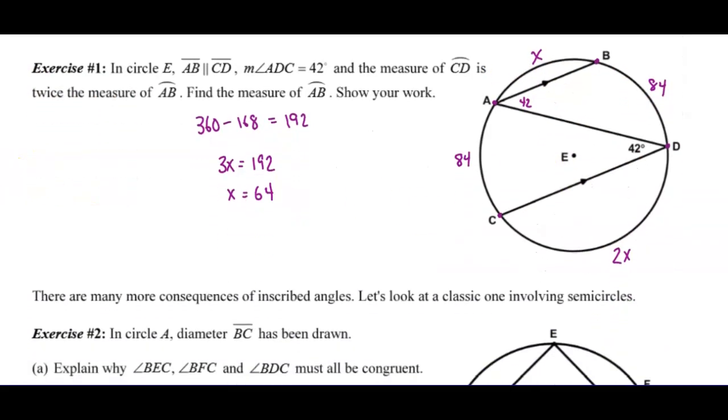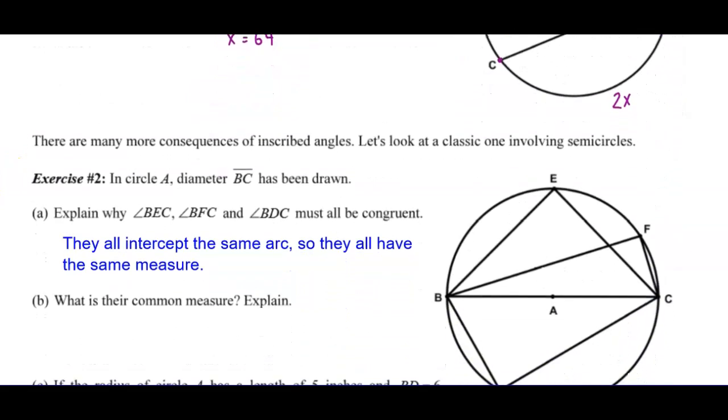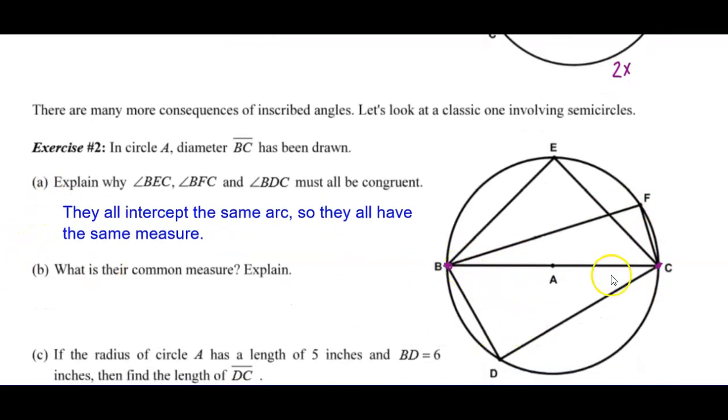All right, exercise 2. In circle A, diameter BC has been drawn, so we've got that. We want to explain why BEC, BFC, and BDC are all congruent. And it's because they all intercept the same arc, so let's look at that. Angle BEC, so B to E to C, has endpoints at B and C on the diameter. BFC is another angle that has endpoints on the diameter. And BDC is yet a third angle with endpoints on the diameter.